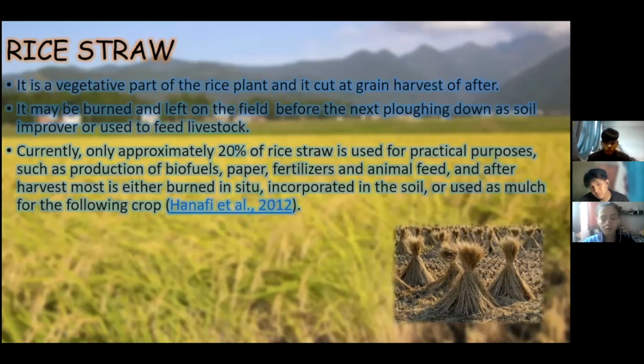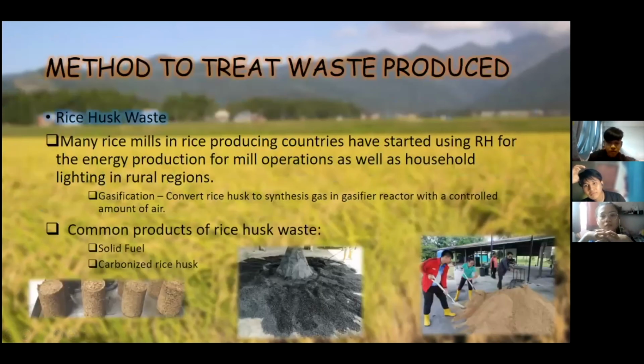And one effect of rice straw if it is left in the field is that it may cause open burning and air pollution, or generate leachate on the field. Other than that, plowing may propagate fungi and might reduce the quality of the field or the soil.